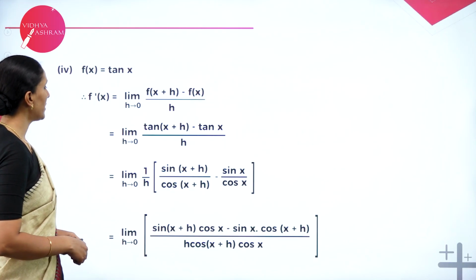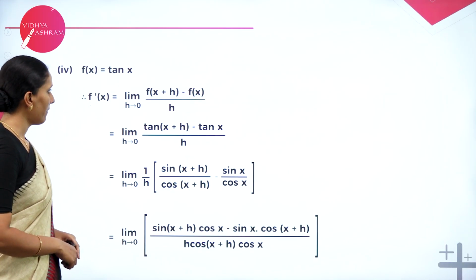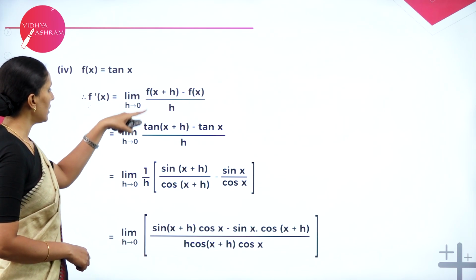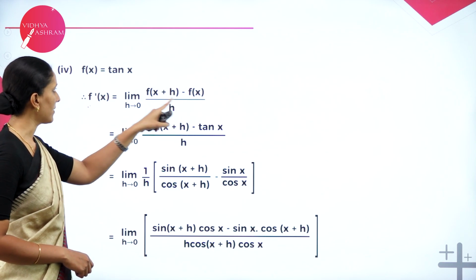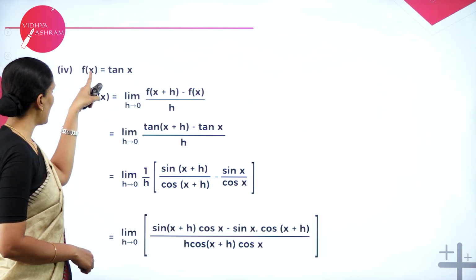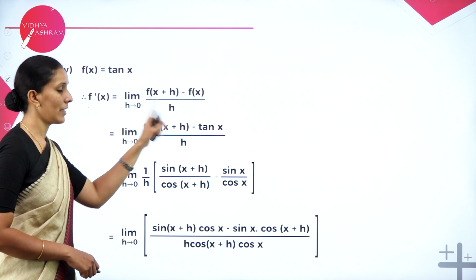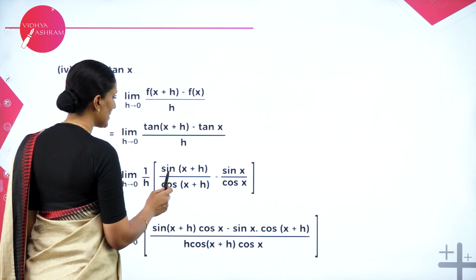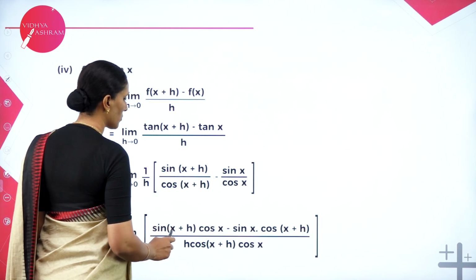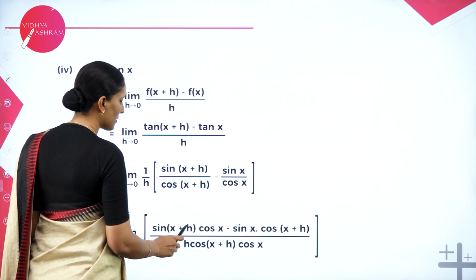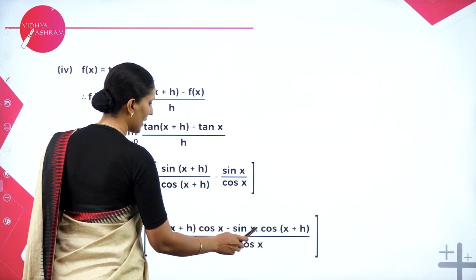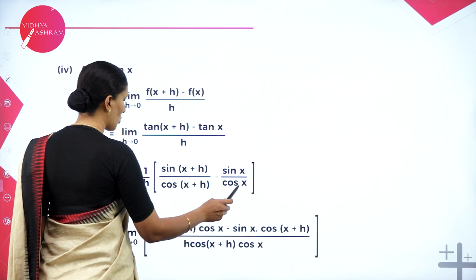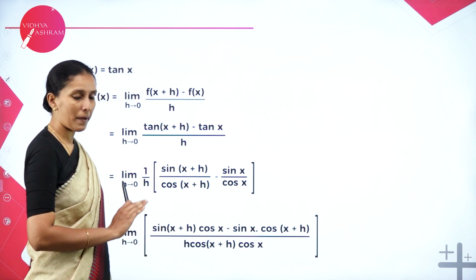Next, we have the function tan x. Apply the definition of the first principle of derivative. Convert the function in the form of x plus h and x. So, f of x plus h means tan x plus h, and f of x means tan x. Now, tan can be written as sin by cos. Cross multiply: sin (x plus h) into cos x minus sin x into cos (x plus h), whole divided by cos (x plus h) cos x. So, 1 by h keep as it is.